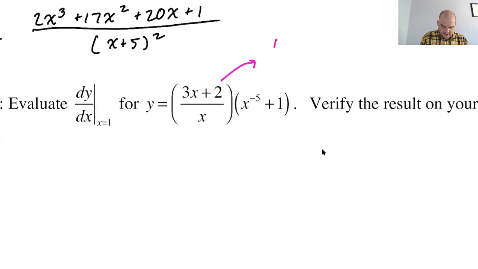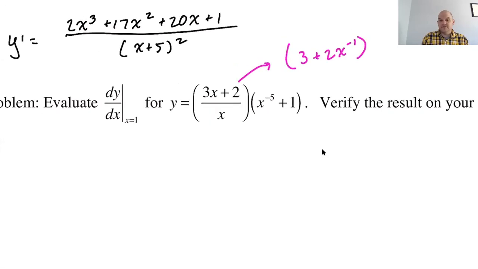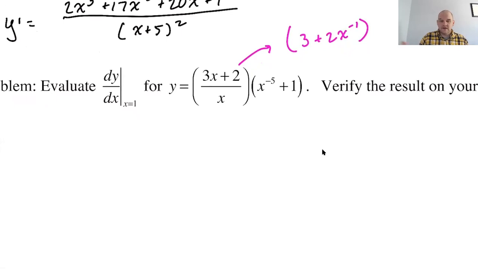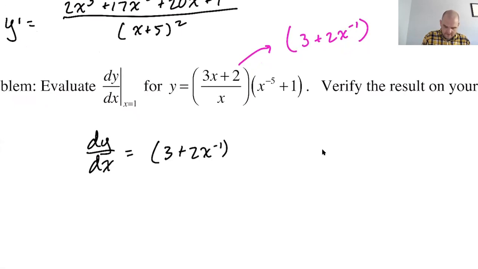So I'm not going to simplify, but what I am going to do is rewrite this stuff right here as 3x over x is 3, and then 2x to the negative first, because that's easier to deal with. So I'm going to use product rule because it's a product. So let's find the derivative, dy/dx, is, all right, first, 3 plus 2x to the negative first.